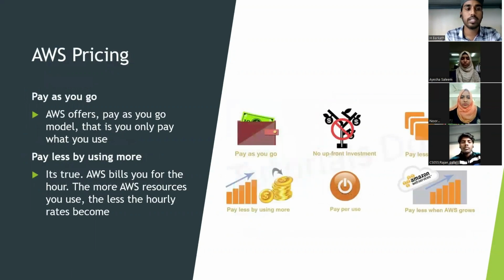And then AWS pricing. There are two types of AWS pricing: pay as you go and pay less by using more. AWS offers the pay as you go model, that is, you only pay for what you use, and then pay less by using more. AWS bills you for an hour. The more AWS resources you use, the less the hourly rate becomes.